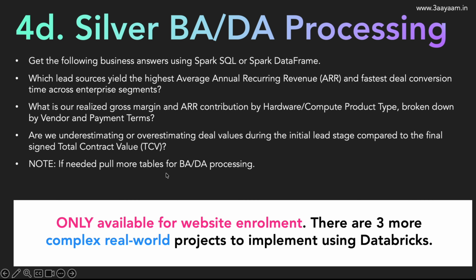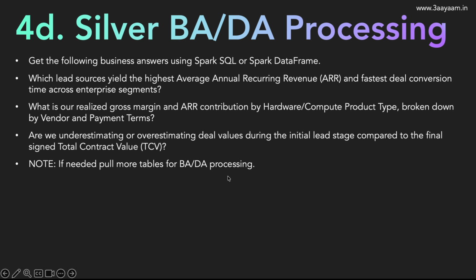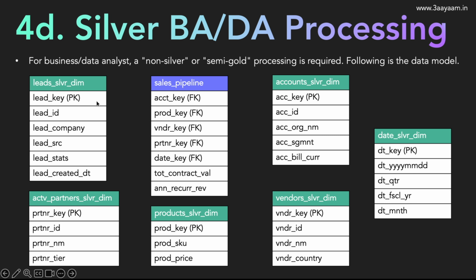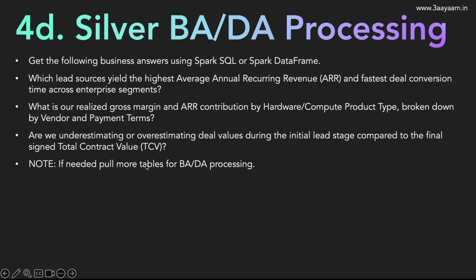And if needed, you can pull more tables for BADA processing also. In the data model, I have shown you only 6 tables, which are coming from the bronze layer. And the date silver dimension is something that you are creating yourself. But if needed, you can pull more tables here for BADA processing. So this is what you have to perform in the silver layer, or for silver processing.